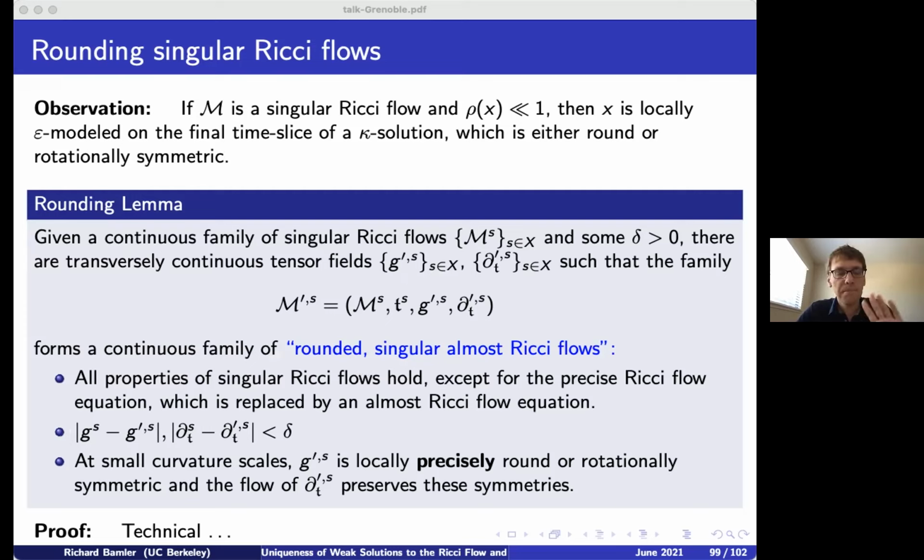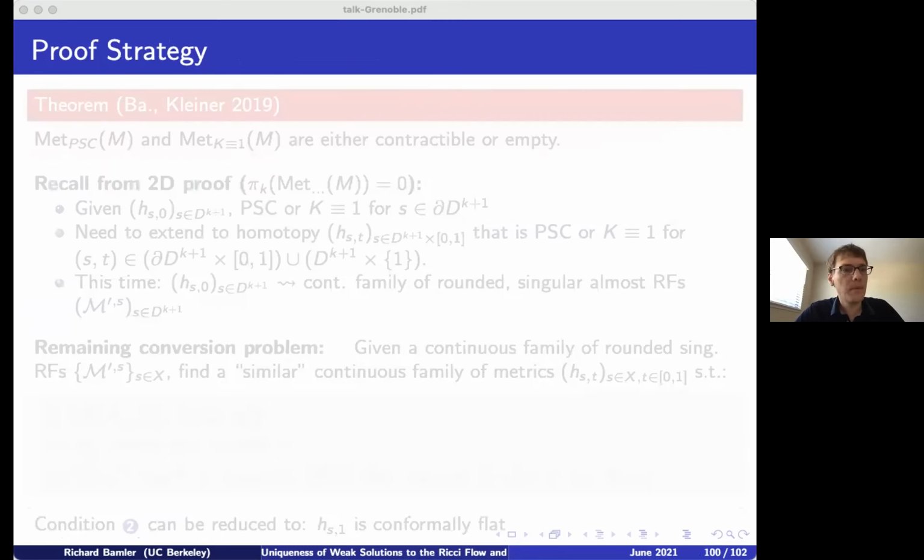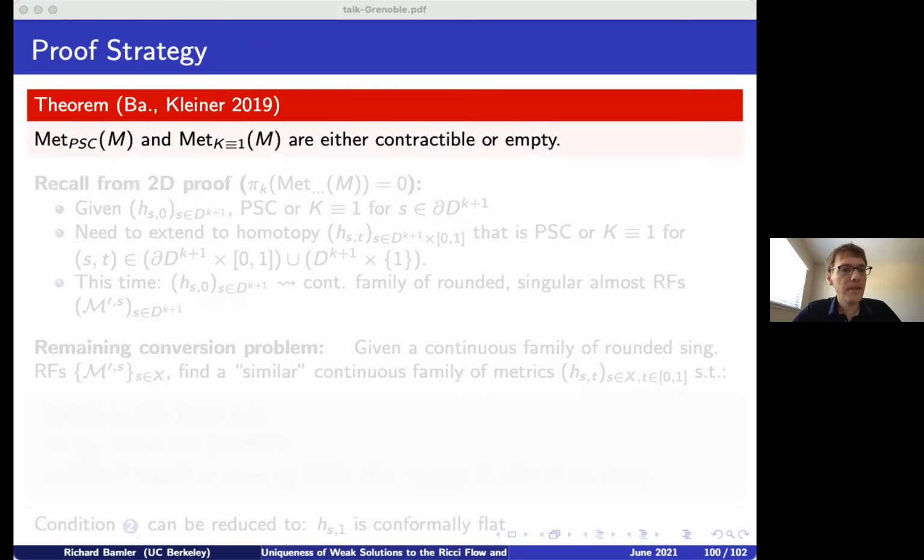All right, so if this is too technical, you can just always assume that our singular Ricci flows are rotationally symmetric for the remainder of this chapter. Okay, so let's try to start with the proof here, or at least give you the strategy that we want to follow. So again, this is the theorem that we want to prove, that the space of PSC metrics and the space of constant curvature metrics are either contractible or empty. And we can prove the contractibility of both of these spaces in the same go.